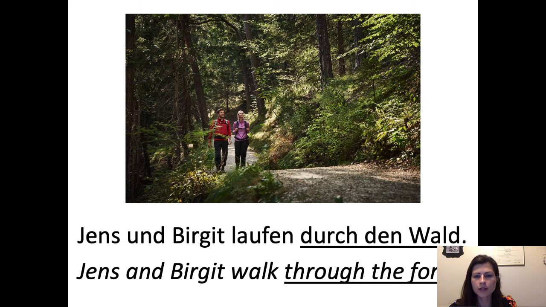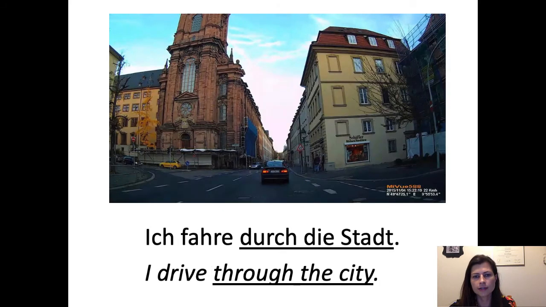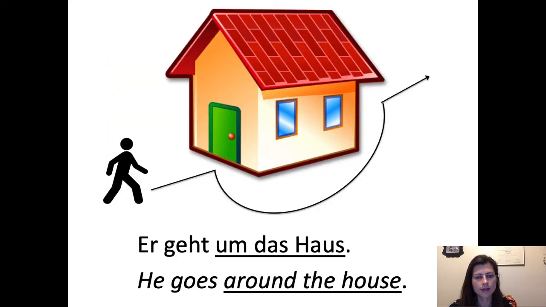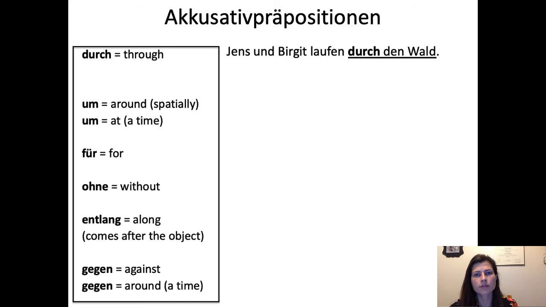So use the accusative, of course, for direct objects, but also for prepositions that require accusative. Jens und Birgit laufen durch den Wald. Durch den Wald. So you can see how that's in the accusative, through the forest. Ich fahre durch die Stadt. I drive through the city. Accusative preposition. Feminine accusative, die Stadt. Er geht um das Haus. He goes around the house. Um is an accusative preposition. So let's review these examples. Jens und Birgit laufen durch den Wald. Durch meaning through. Durch die Stadt, through the city.